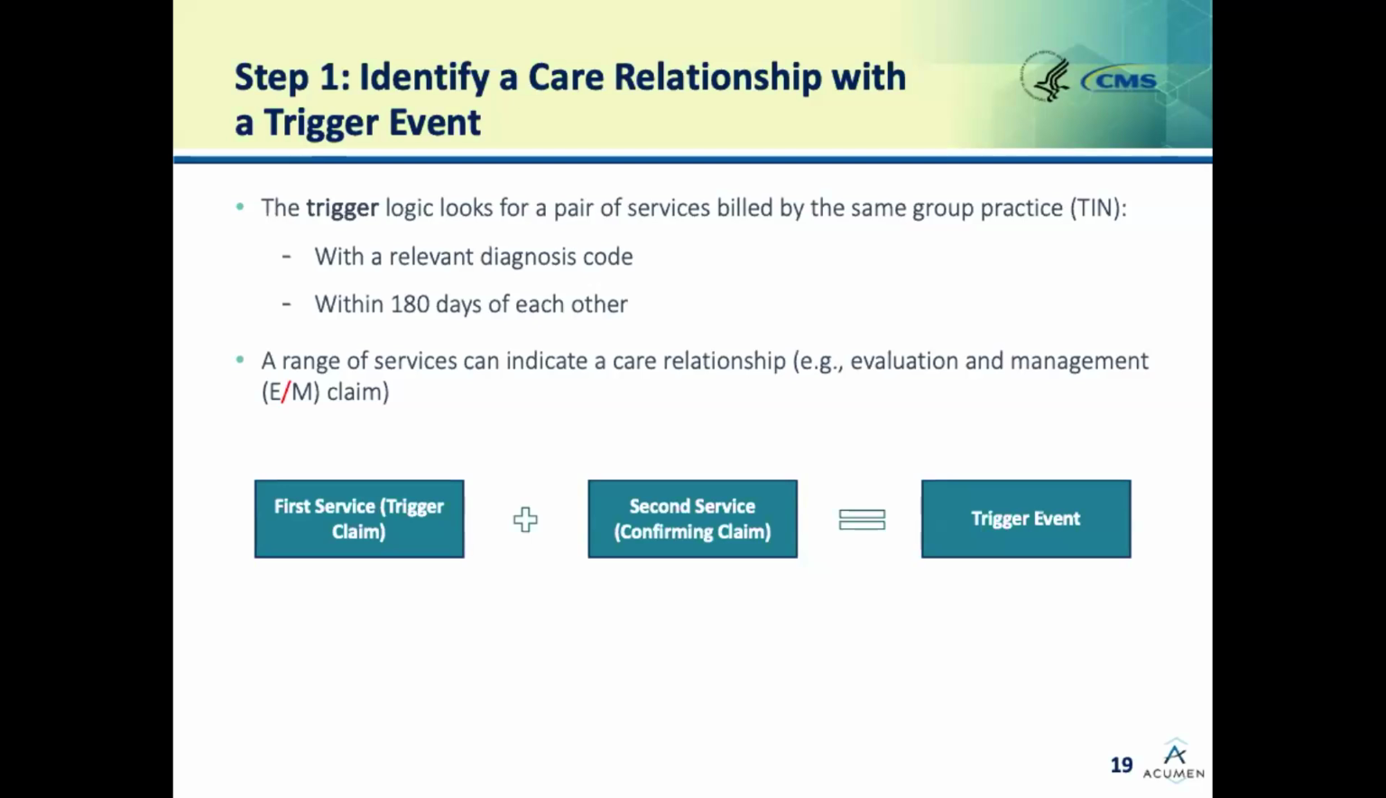And we do this by looking for a pair of services billed by the same clinician group, or TIN, within 180 days of each other. These services represent the care for the specific condition, and they include evaluation and management, or E&M services, and also condition-specific services. So for instance, certain types of wound care for non-pressure ulcers medicine. And so services need to be paired with a relevant diagnosis code to make sure that we're capturing the care relationship that we intend to.